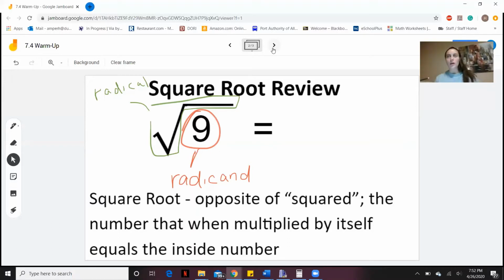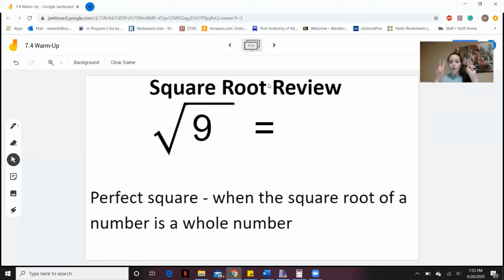So when you think about it, what number times itself equals 9? This is a perfect square, so a lot of people have these memorized, but the answer is 3. If you didn't have this memorized, I'm going to show you how to solve for that on the next slide, okay? A perfect square is when the square root of a number is a whole number. So when we ask what number multiplied by itself equals 9, if that number is a whole number, then the square root of 9 is a perfect square.